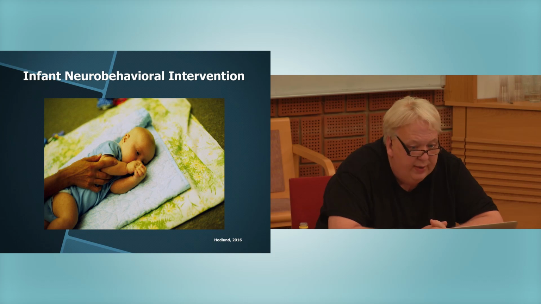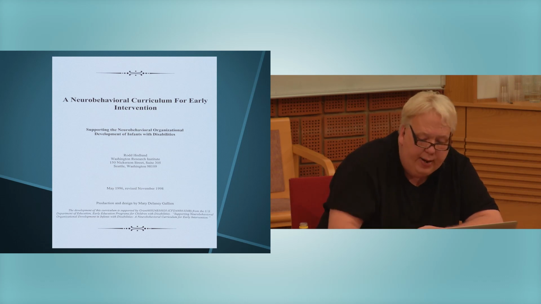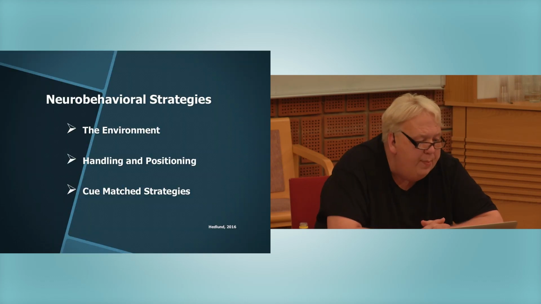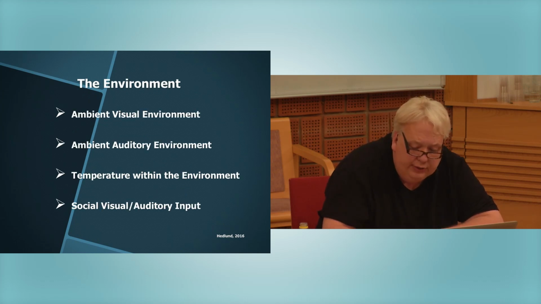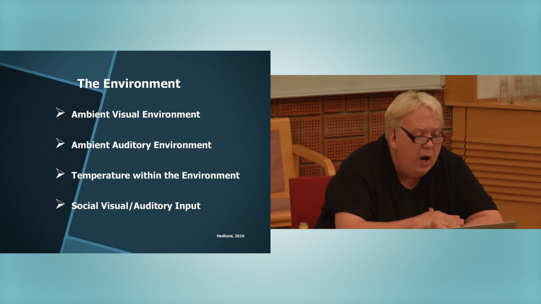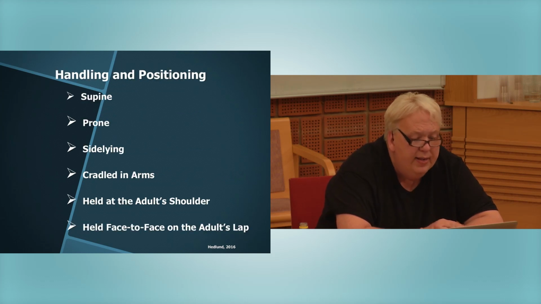Infant neurobehavioral intervention is the neurobehavioral curriculum for early intervention. And that's divided into 3 different specific categories: the environment, handling and positioning, and cue match strategies. In the environment, we address ambient visual environment, ambient auditory environment, temperature within the environment, and the social auditory input. Handling and positioning, we look at the supine, baby on the back, baby in prone, sidelying, cradled in arms, held at the adult's shoulder, or held face-to-face in the adult's lap.